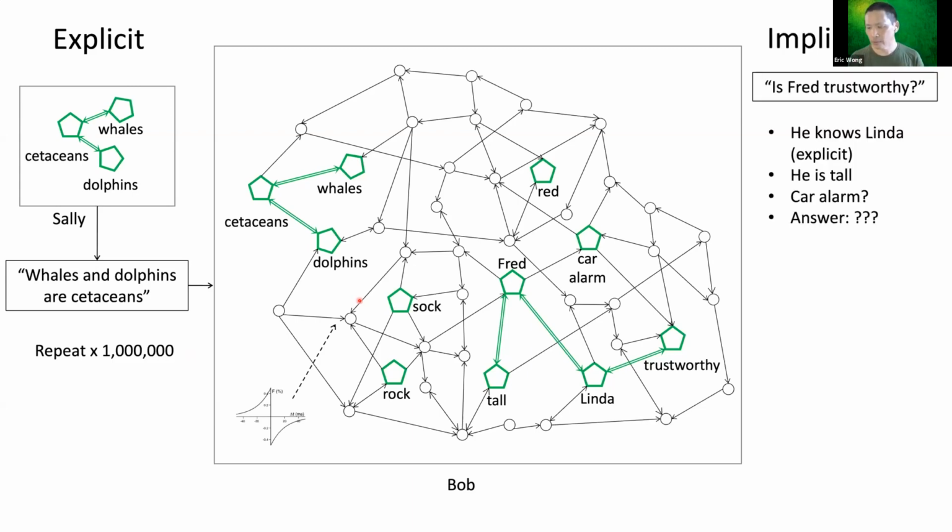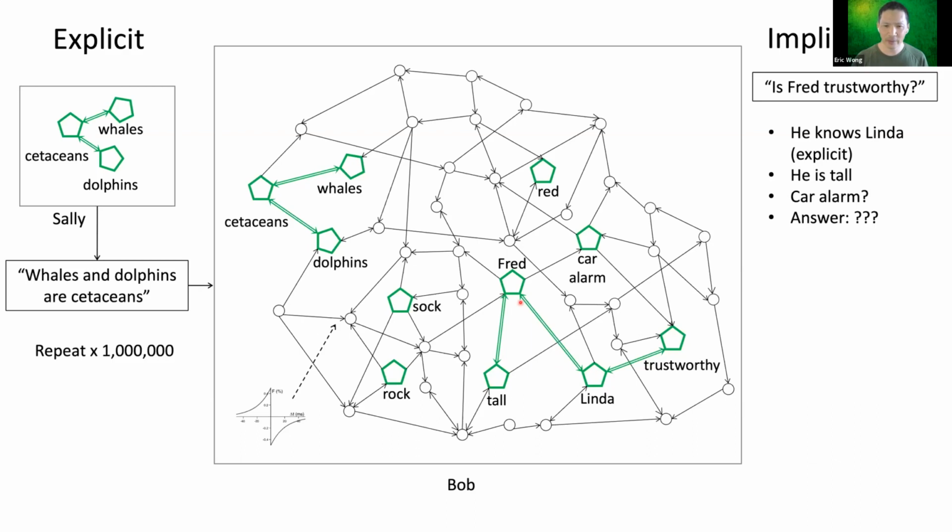So if you look at how that might support explicit thought, if you ask Bob, is Fred trustworthy? There may be some explicit components to the answer to that. Bob might not know if Fred is directly trustworthy, but know that Fred knows Linda. Linda is trustworthy, so that might provide some evidence. That's explicit.